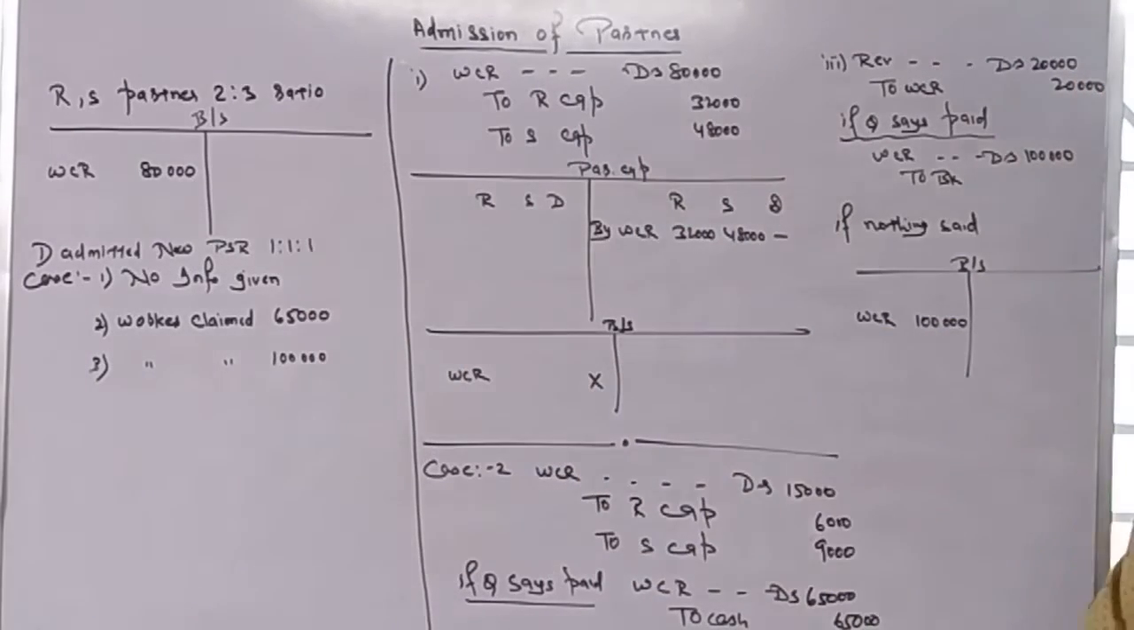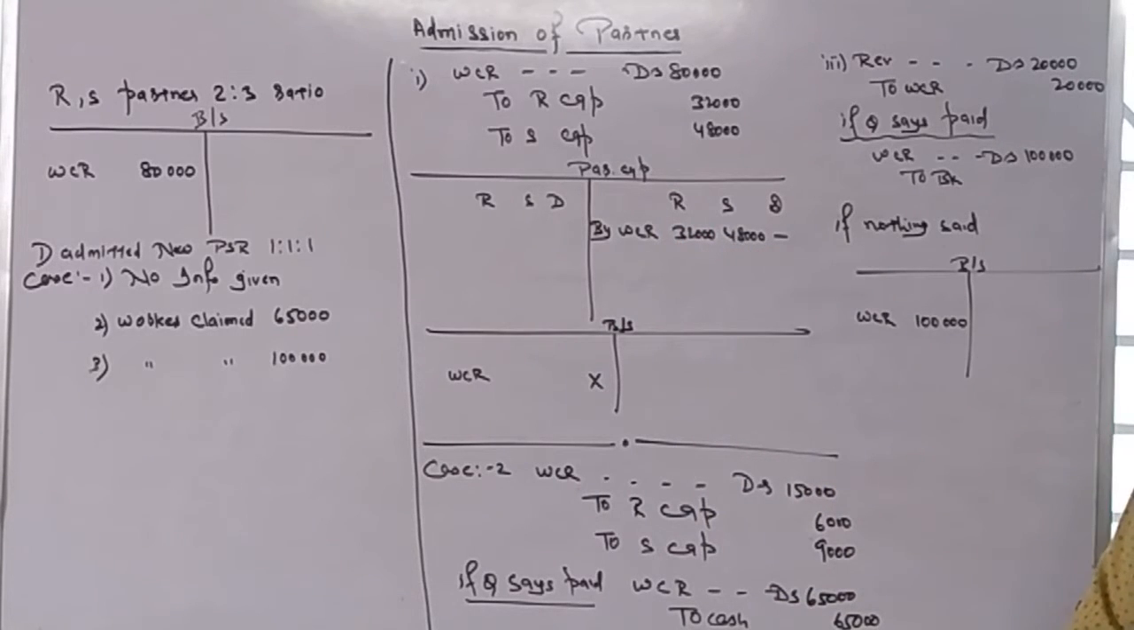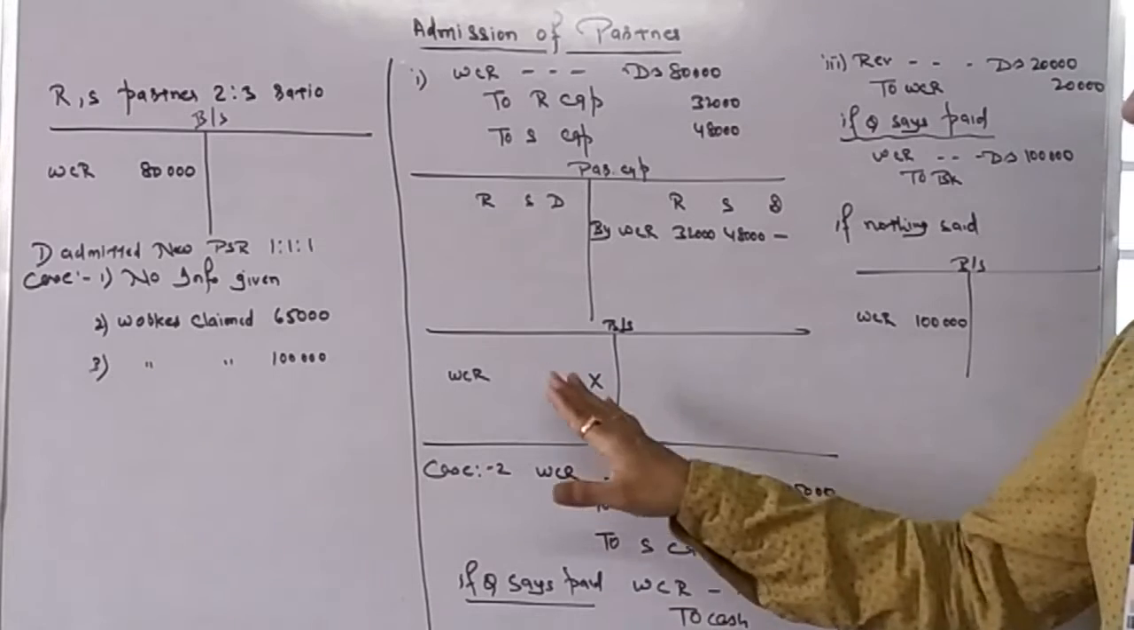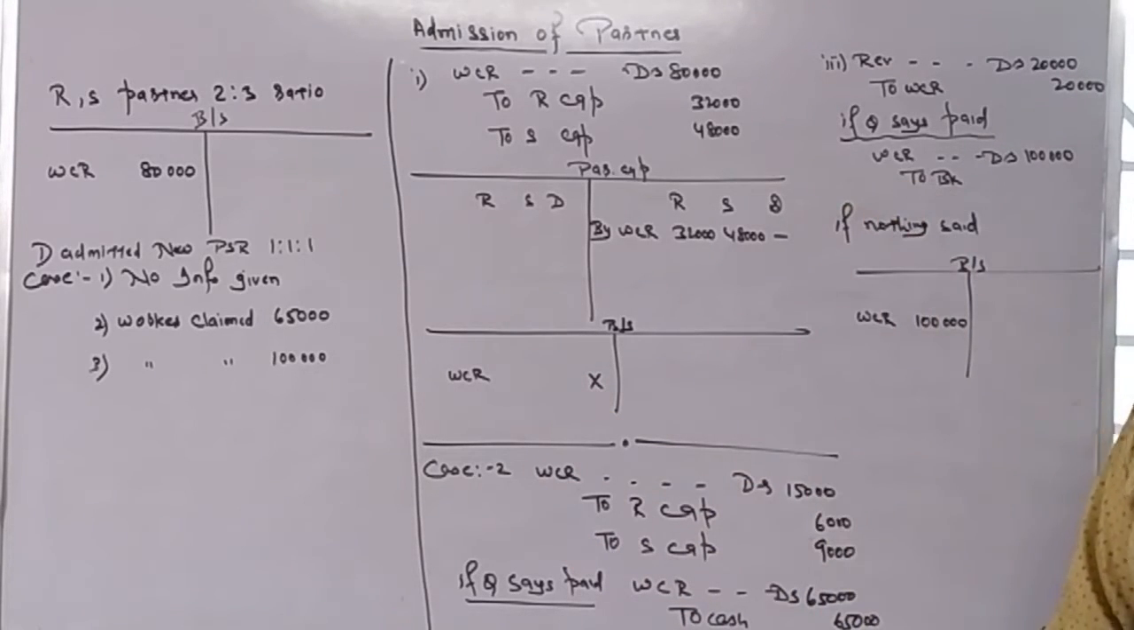And what will be the presentation of that? In partners' capital, I will write by workman compensation reserve 32,000 and 48,000, and in my new balance sheet there will be no workman compensation reserve as it has been distributed among partners.